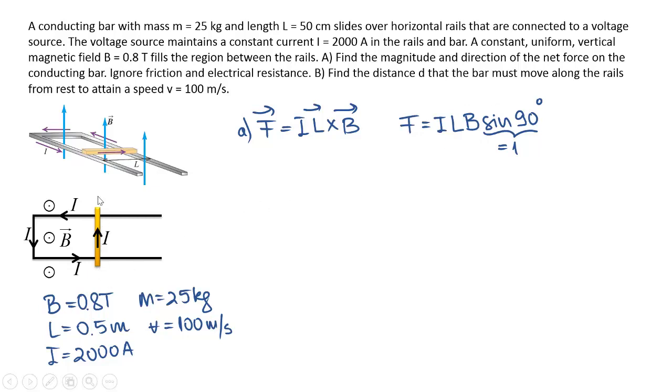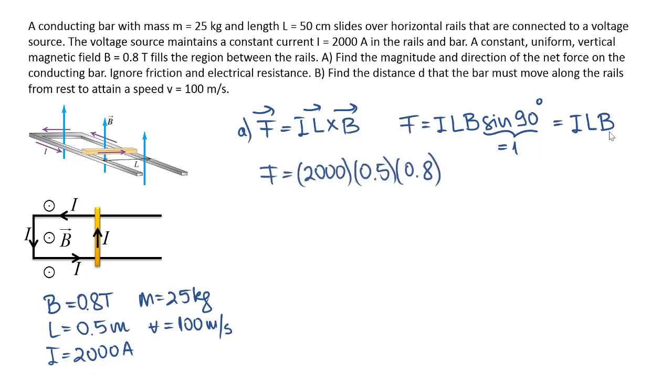Well, the bar has this direction and the magnetic field is coming out of the page. Therefore, the angle between them is 90 degrees and sine of 90 is 1. So we can calculate the magnetic force, or the net force on the bar, as the current multiplied by the length of the bar multiplied by the magnetic field.